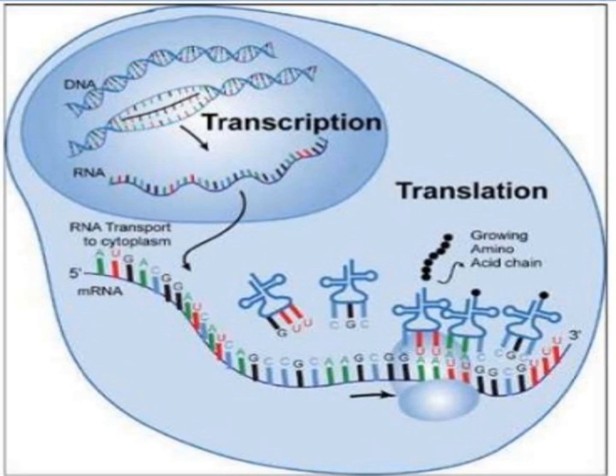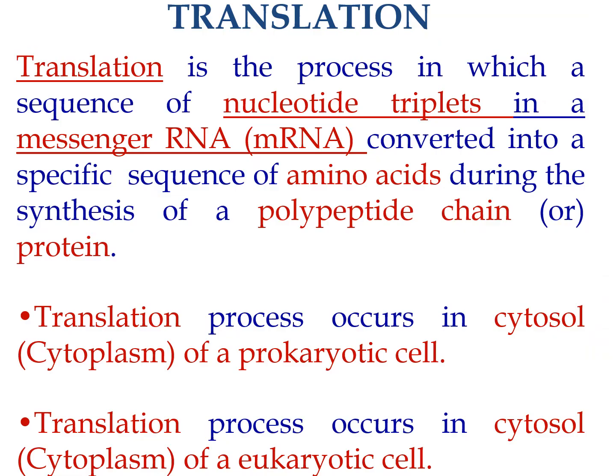Then after the processing of the mature mRNA, the mature mRNA will be transported into the cytoplasm. Here the tRNA will carry the amino acids and the ribosomes will help in the production of the proteins. So translation is the process in which the sequence of nucleotide triplets in the messenger RNA is converted into a specific sequence of amino acids.